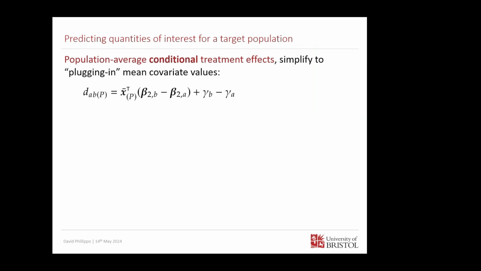So some key quantities of interest that we might be interested in are population average conditional treatment effects. You can think of these as the average of all the individual treatment effects experienced in the population. And this simplifies to just plugging in mean covariate values. So here we have the mean covariate values in the target population P. Here we have the difference in these interaction terms, these effect modifier interactions. And then this is the individual level relative treatment effect of B versus A.